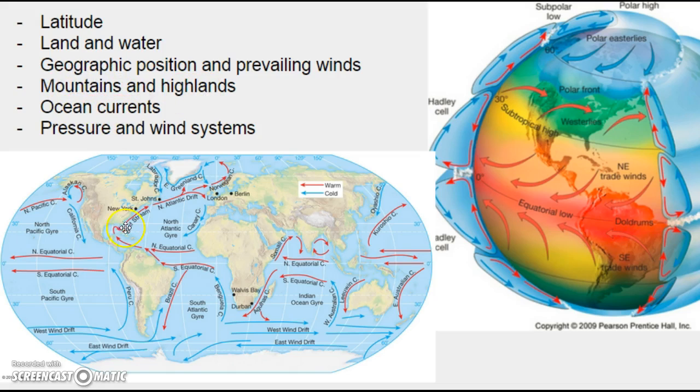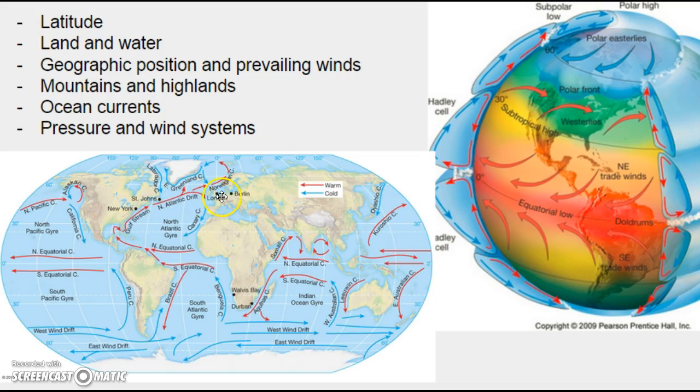And ocean currents. This is an ocean current map. I want you to realize that warm currents are noted in red and cold currents are shown in blue. So blue, cold; red, warm. Warmer water is going to influence the air above it, so we can't ignore the ocean currents.